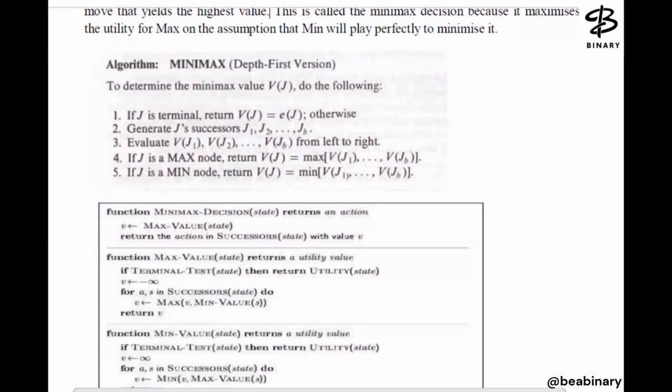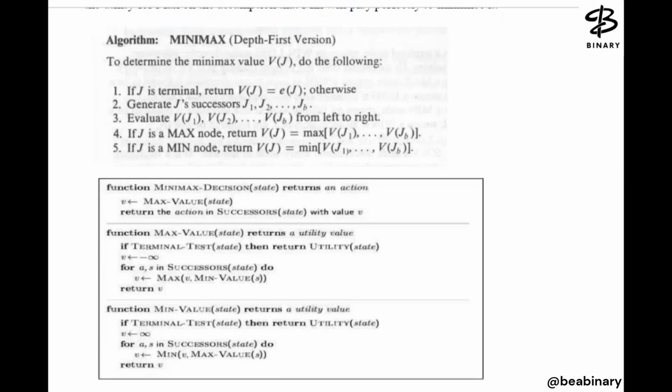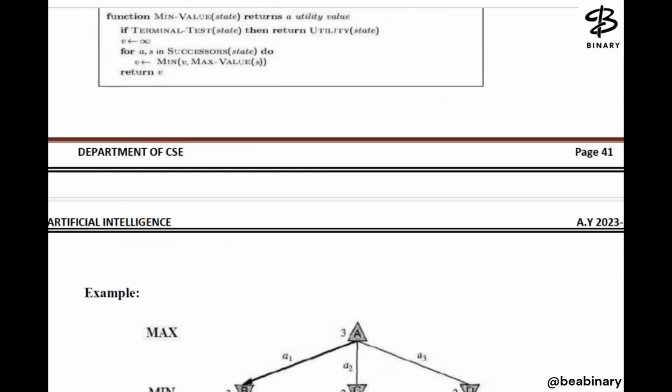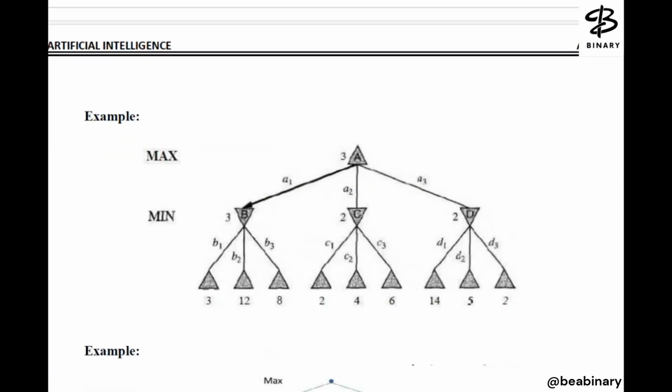Here you can see the algorithm is a depth first version of minimax. To determine the minimax value of a particular node j, we check if j is a terminal node, and if it is terminal, we return its utility. Otherwise, we generate the successors of j and evaluate each value from left to right. If j is a max node, then we return the maximum utility, and if it is a min node, then we return the minimum utility. So first will be the decision whether it is a terminal state or not, and then next will be finding the other successors.